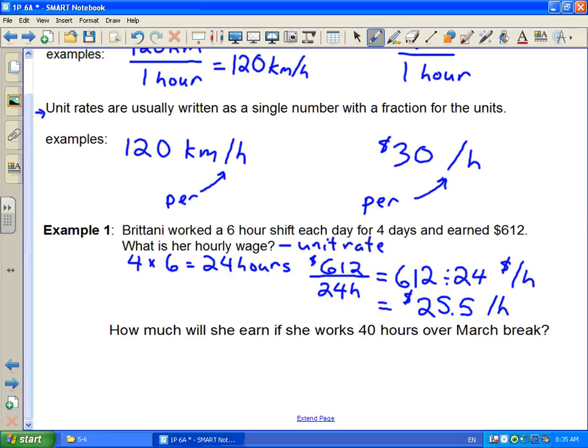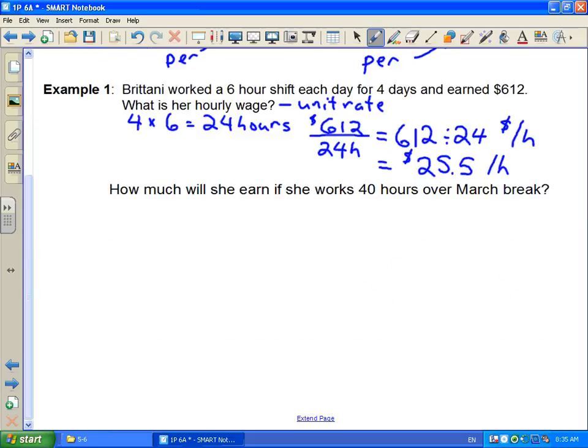So how much will she earn if she works 40 hours over March break? Well, let's see. She works 40 hours, and she is paid $25.5 each hour. So if we just take her unit rate, $25.5 per hour, multiply by 40, that'll tell us how much she gets paid in total for those 40 hours. $1,020.